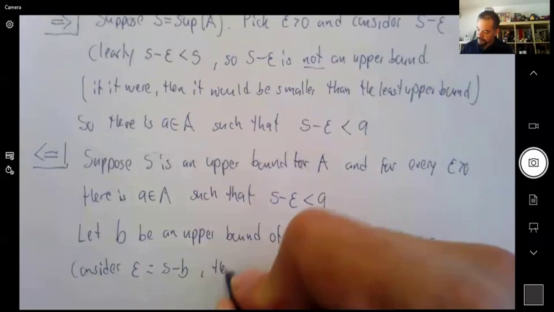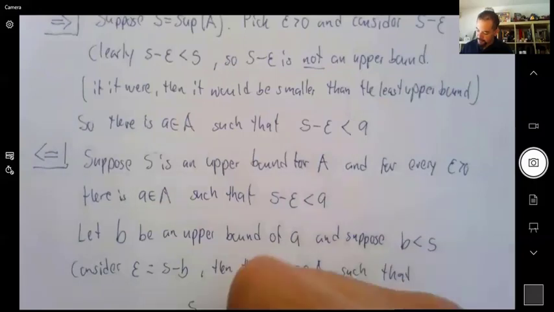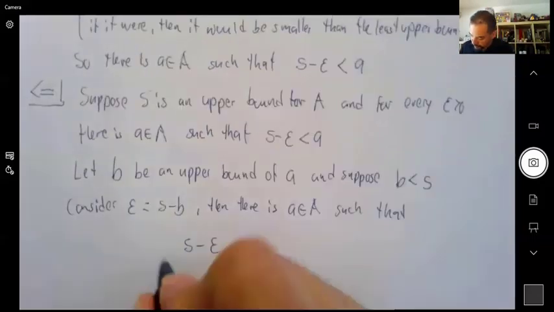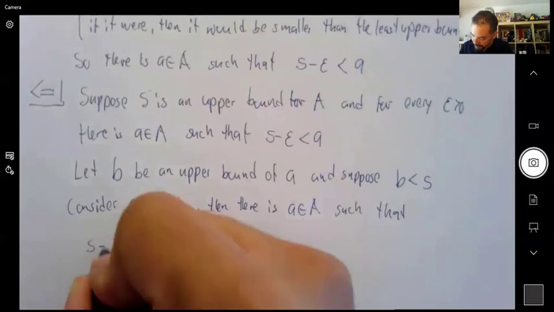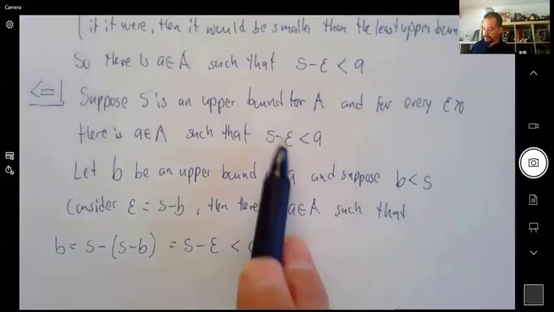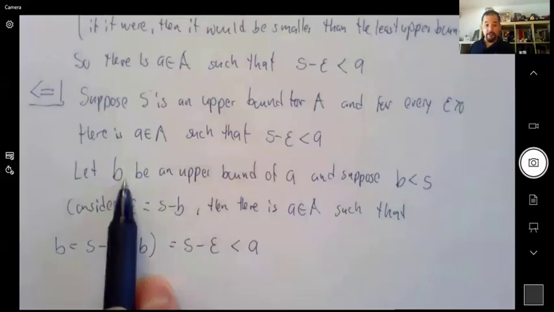there is some a such that S minus epsilon is less than a. Well, what is S minus epsilon? Well, here's the definition of epsilon. So it's S minus B. And if you cancel the S's, this will tell you that this is B. All right, so this is what I got. I have, by using that epsilon, I show that B is less than a. But that cannot be. We started with an upper bound of A, right? This is a contradiction because we said that B is an upper bound.